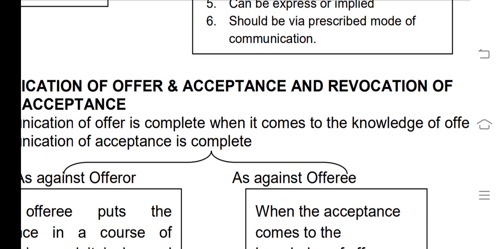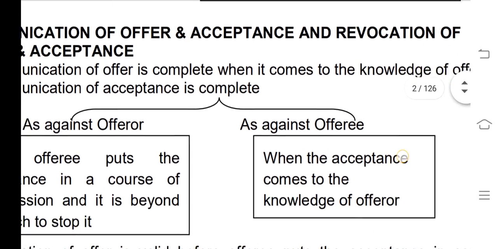Acceptance should be in the prescribed mode of communication. When an offerer has prescribed the mode of giving acceptance in an offer, in such a case the acceptance must be given in the specified mode of communication. If the offeree fails to give the acceptance in the specified mode of communication, in such a case the offerer is entitled to reject the offer. But unless he has otherwise agreed, it will not be a valid acceptance.